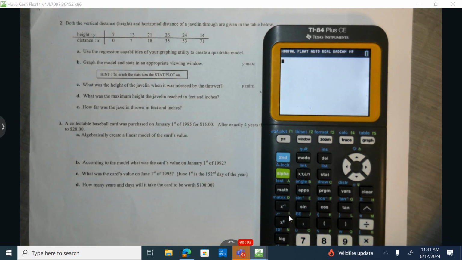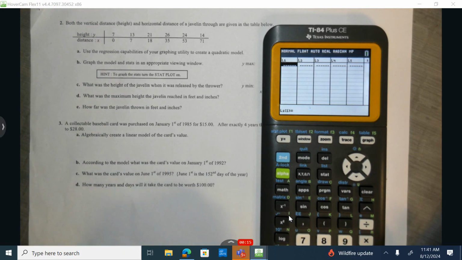Both the vertical distance and horizontal distance of a javelin is given below. So we're going to go up above, and we know height is going to be your y, and your distance is going to be x. Let's go to statistics and let's plug this in, making sure the x's are with the bottom values.